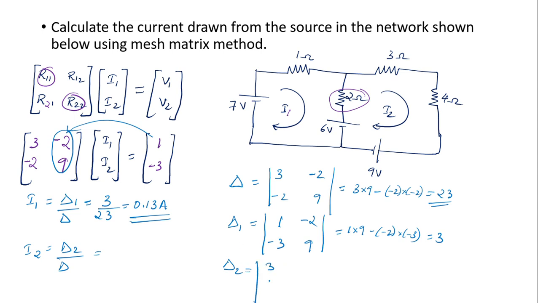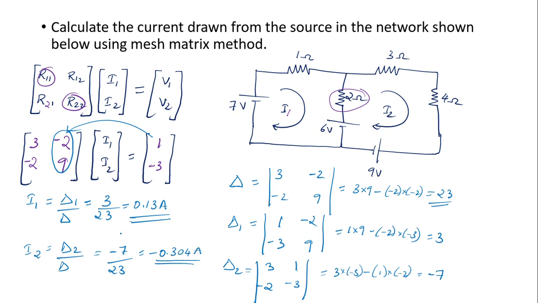So the remaining columns are 3 and -2. That is not going to be changed. You will replace the second column with the column matrix, that is 1 and -3. So you have 3 into -3 minus 1 into -2, and you will get the value as -7. I2 is delta 2 divided by delta, so that is -7 divided by 23. You will get the value as negative 0.304 amperes.